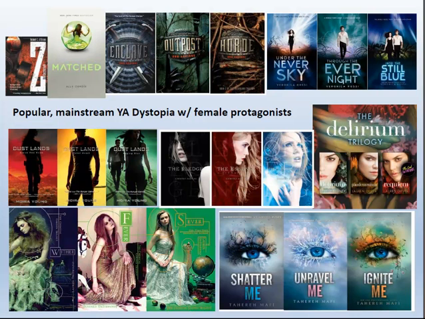So this screen looks at a lot of popular mainstream YA dystopia with female protagonists. Certainly it is not everything out there, but a classic, Z is for Zachariah, is about a young girl who is caught amidst climate change and isolated and has to figure out how to make her way in the world. We have some fairy tale themed books like Matched and The Pledge and The Essence here.